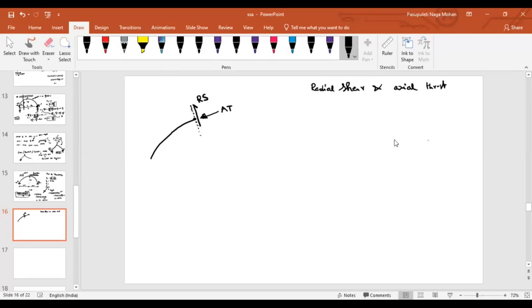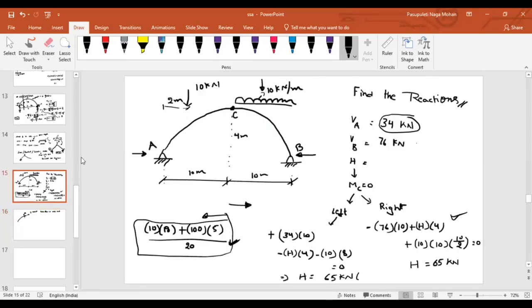Now, our task is to find out these two values. Let us say we have to find out radial shear and axial thrust. How can I find them? Let us take an example of this. And let us say that we are going to find out the axial or radial thrust at a distance of 5 meters from the left support.